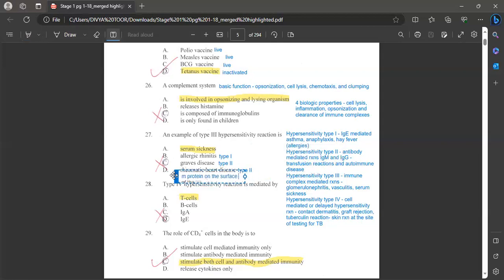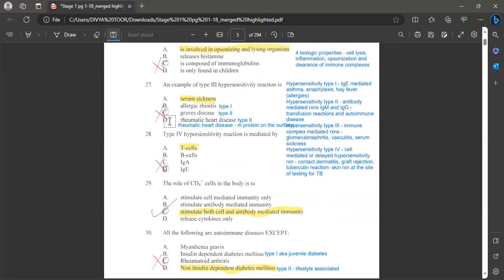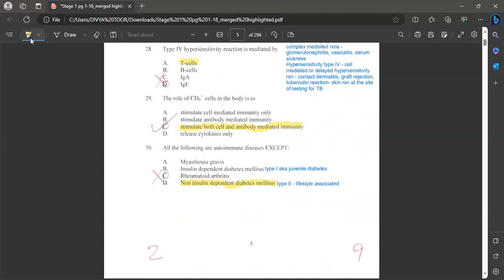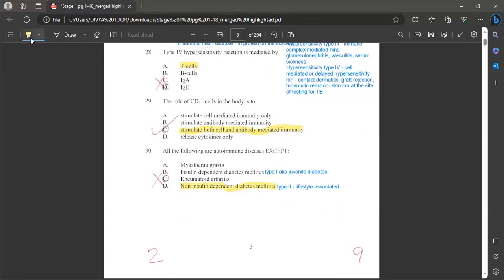Okay. The next one is type 4 hypersensitivity reaction, which is mediated by T cells. Yeah, that one is T cell. Okay, the role of CD4 cells in the body is to stimulate both antibody and cell-mediated immunity. Yeah, both. And all the following are autoimmune diseases except, I know we haven't done it in immuno yet, but we can always answer it. Yeah, this one is straightforward.